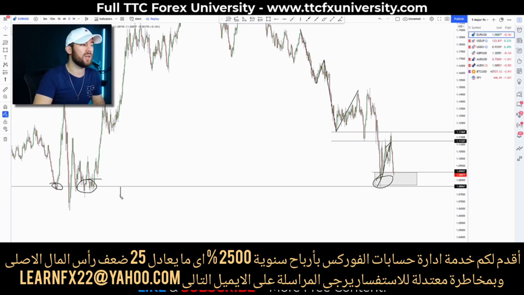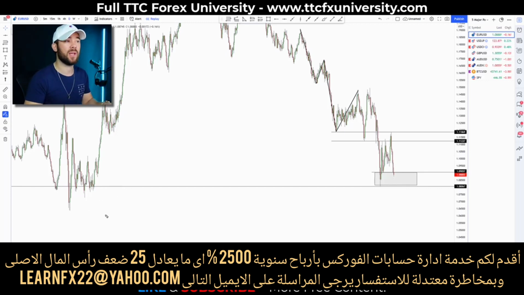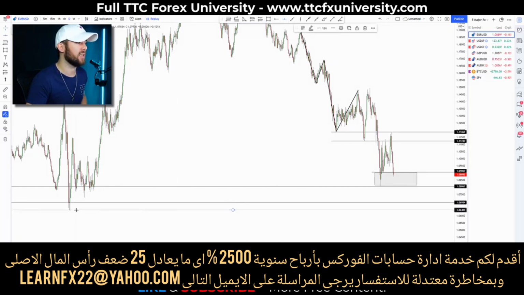Now, what I want to do is look down and to the left and find my next level of support. And I'll explain why whenever I draw it out. Very obvious here, the next level of support is in this area. So why do I want to know this area that I just pointed out?